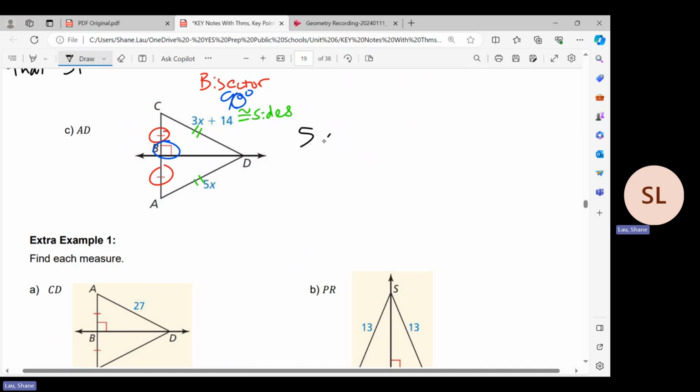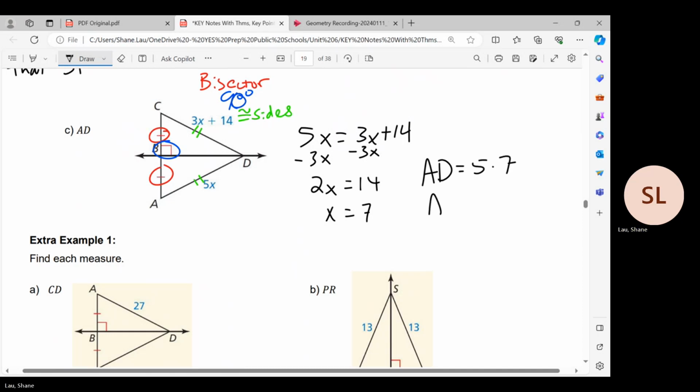So first we're going to solve for x. Subtract 3 on both sides. We get 2x equals 14. X equals 7 once you divide by 2 on both sides. Again, careful, make sure you're putting in the right answer. We're looking for AD, not X. AD is 5 times 7. AD is 35.